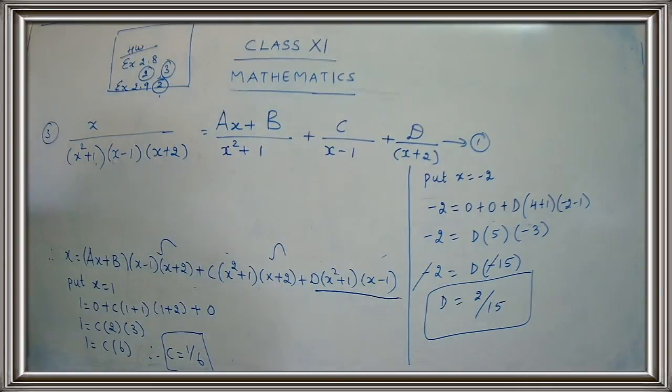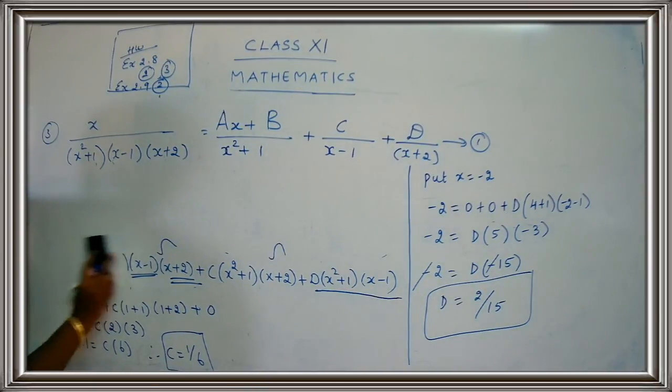Okay, so now we don't have any other choices. I have found the values for x, one I took as 1 and one I took as minus 2. So now what are we going to do next? I am going to put x is equal to 0. Try for x is equal to 0.